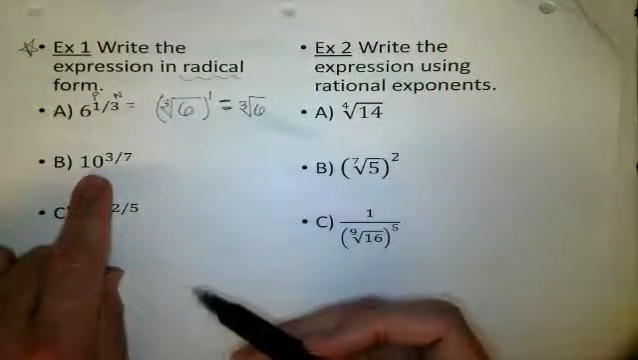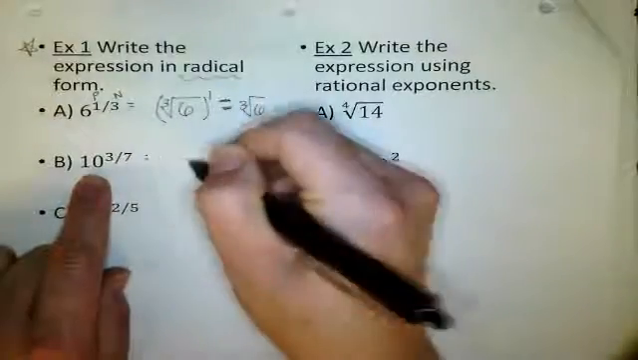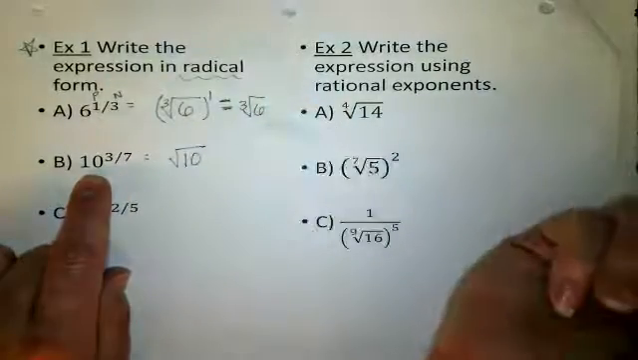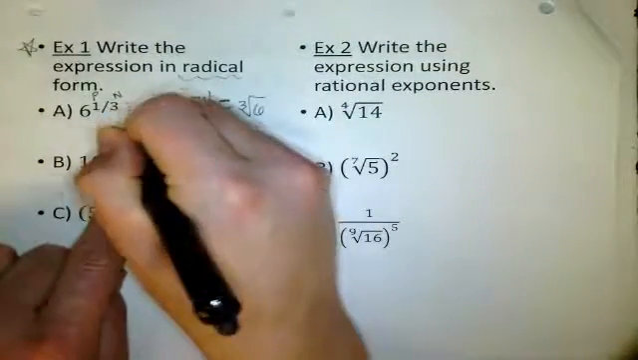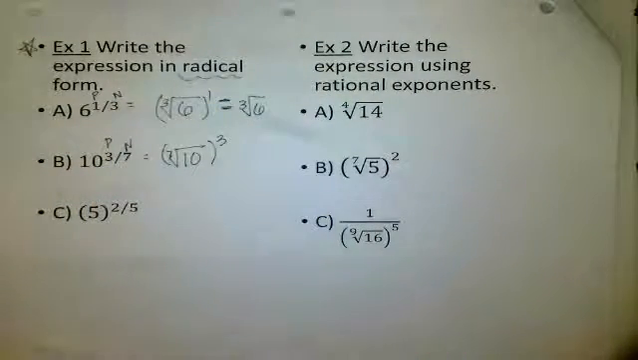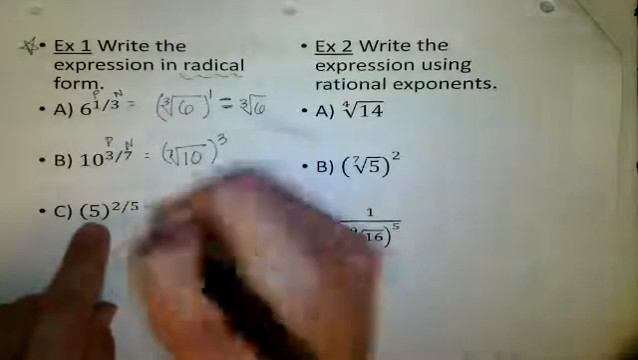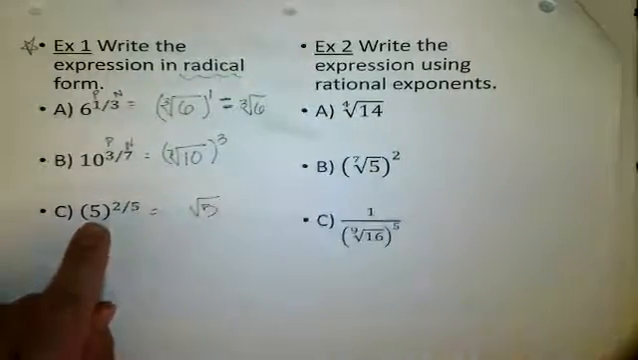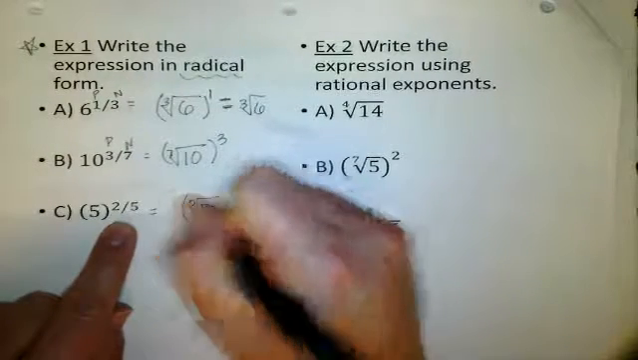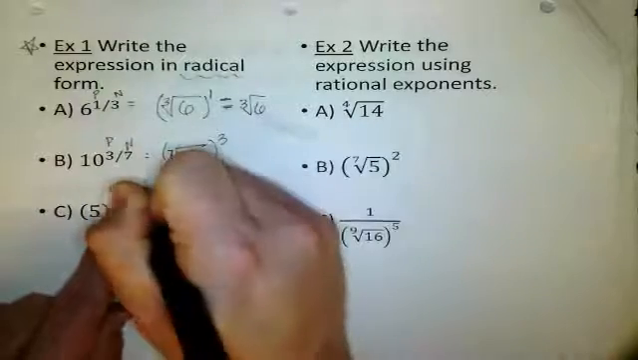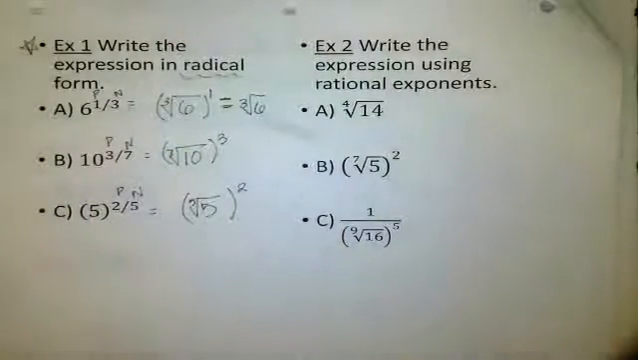All right, 10 to the 3/7. What number goes in the elbow? The 7. And then the power would be 3. So power over index. And then we have a base of 5, so that's underneath the radical. What goes in the elbow? 5. And the power is 2. All right, power over index. Have I said it enough yet? What is it? Power over index. Okay.